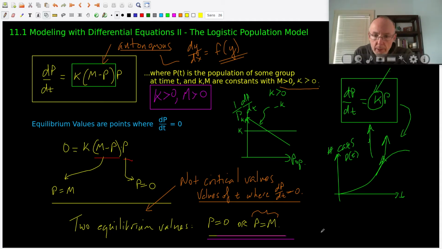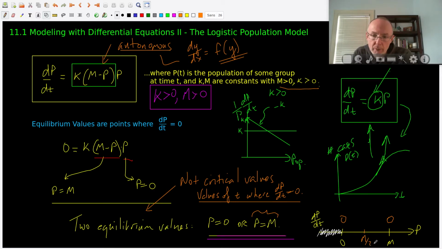Okay, so let's actually build a little phase diagram here. I'm going to look at the p-axis. I know what happens to the first derivative of p. That's what we just calculated. The first derivative of p is 0 when p is equal to 0 or p is equal to m. If p is negative, I don't care because this is a model that talks about population, so we're not interested in those values. So what happens when we're between 0 and m?